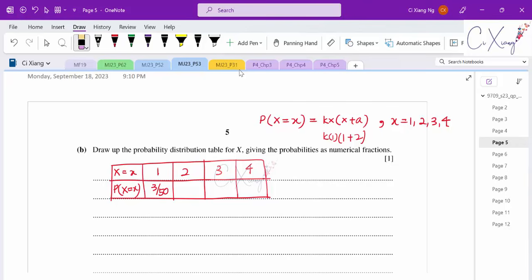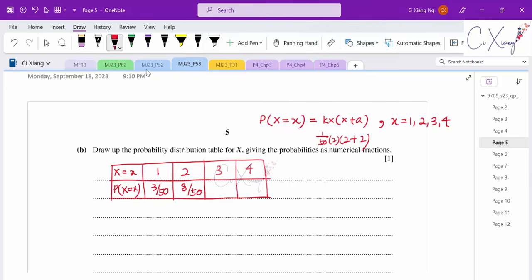Same thing happened for x equals 2. So you substitute 2 inside our formula. So I'm having 1 over 50 times 2, and then 2 plus 2. Okay, if you simplify this here, you are having 8. So it will be 8 over 50.